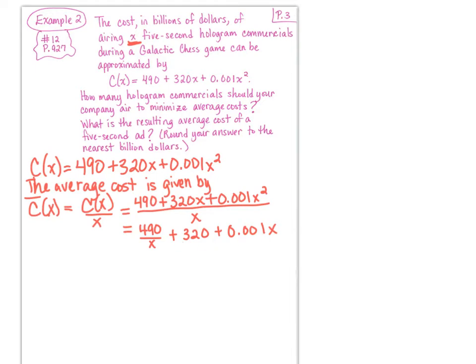Now, all of that because we want to answer how many hologram commercials should your company air to minimize the average cost. If we're minimizing the average cost, this is the formula for average cost. If we're minimizing this, we need to take the derivative of it, right? So one more step before we take the derivative, you might want to rewrite this as 490 x to the negative 1 plus 320 plus 0.001x. Well, now we want to take the derivative of that.